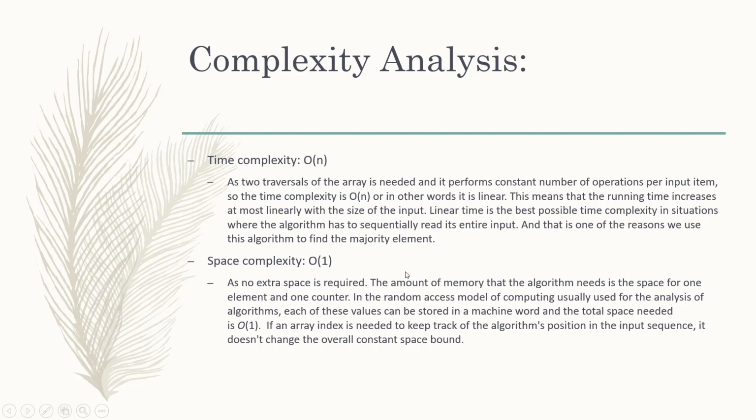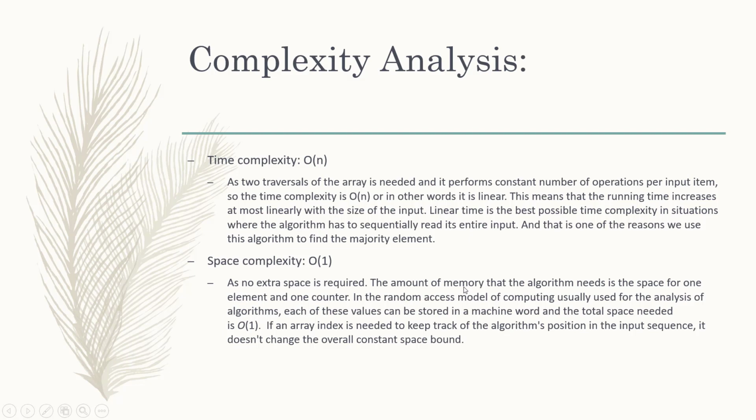The space complexity of the Boyer-Moore algorithm is big O of 1. That means there is no extra space required. The amount of memory needed by this algorithm is always constant. It won't be affected by the input that we give to it. If we increase the number of inputs, it won't affect the space complexity. It will always remain constant. In the random access model of computing usually used for the analysis of algorithms, each of these values can be stored in a machine word, and the total space needed is O(1).